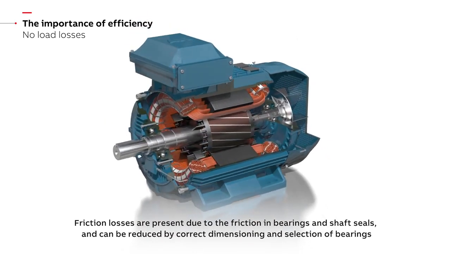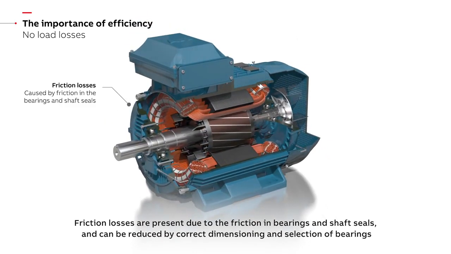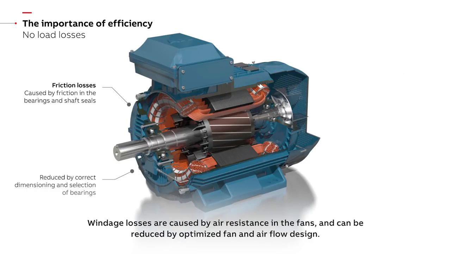Friction losses are present due to the friction in bearings and shaft seals and can be reduced by correct dimensioning and selection of bearings. Windage losses are caused by air resistance in the fans and can be reduced by optimized fan and airflow design.